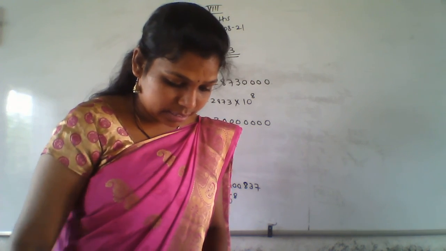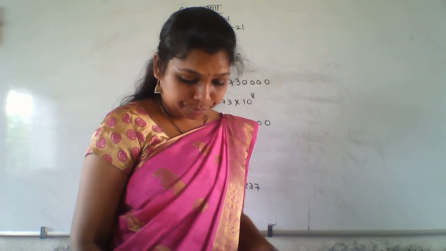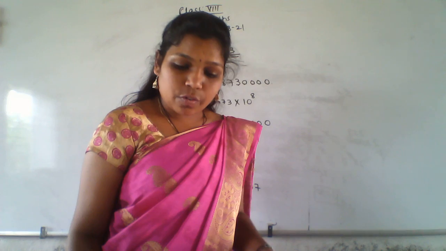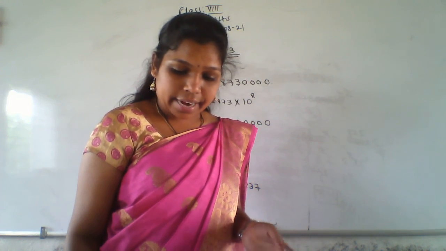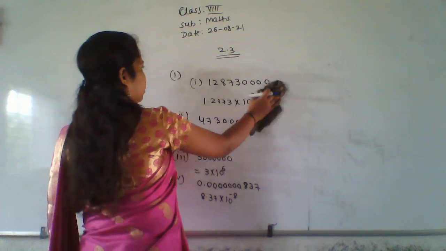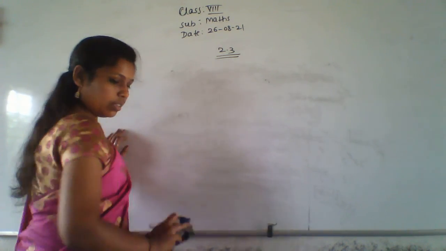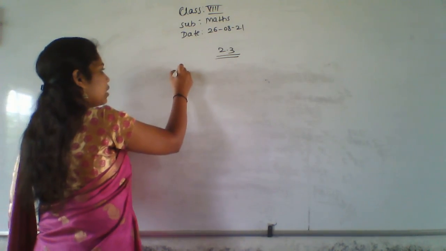That will be very easy only. Next one is second main. Express the following numbers in usual form. Usual form means you just have to multiply and write that one. Second main is the reverse of the first main, just the reverse process of the first main.